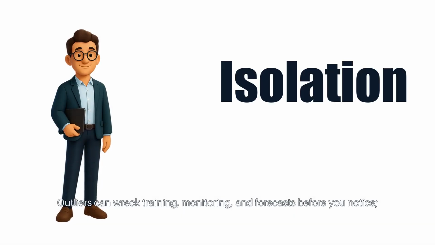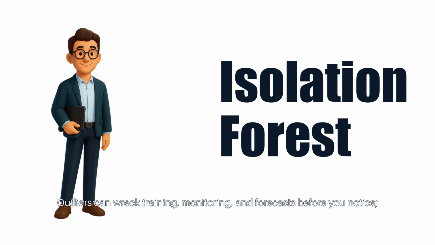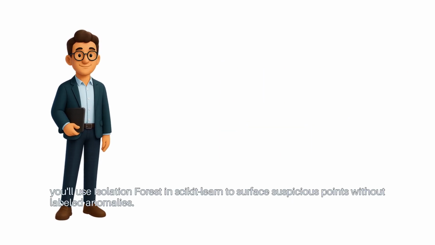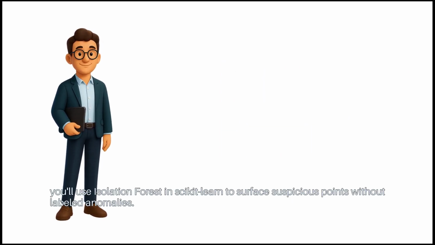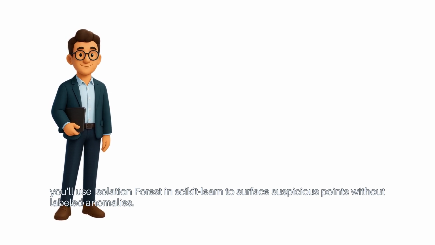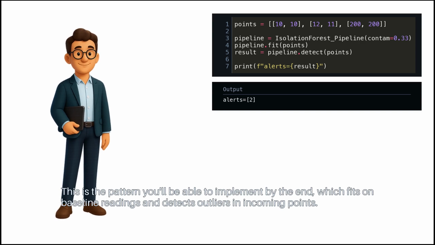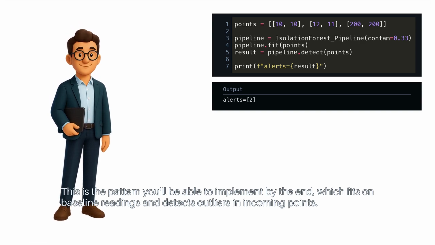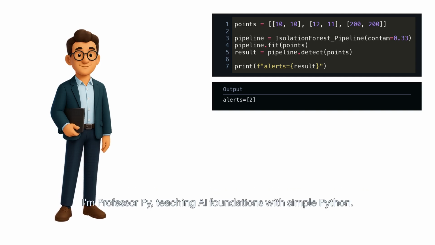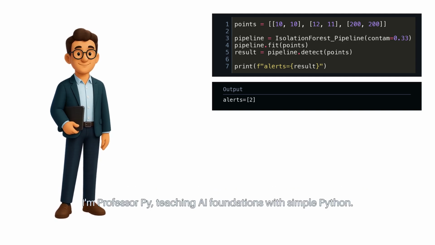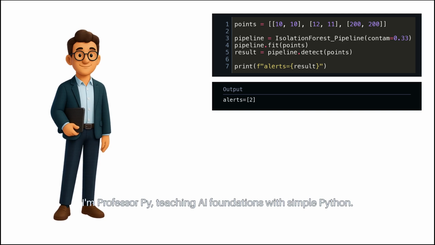Outliers can wreck training, monitoring, and forecasts before you notice. You'll use IsolationForest in scikit-learn to surface suspicious points without labeled anomalies. This is the pattern you'll be able to implement by the end, which fits on baseline readings and detects outliers in incoming points. I'm Professor Pi, teaching AI foundations with simple Python.